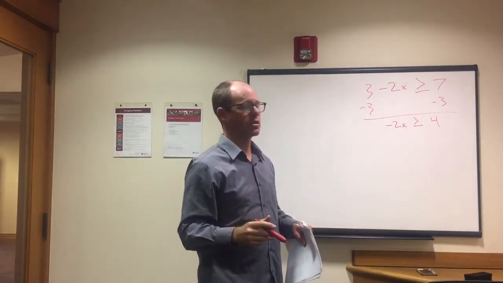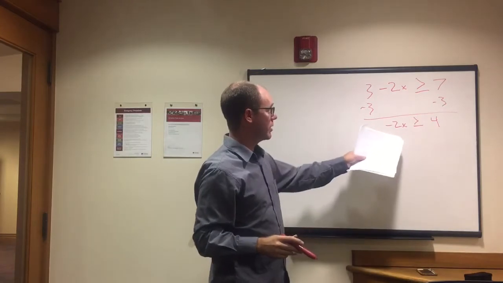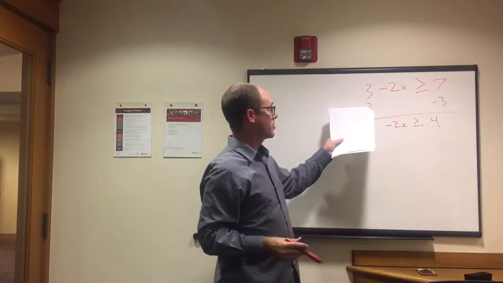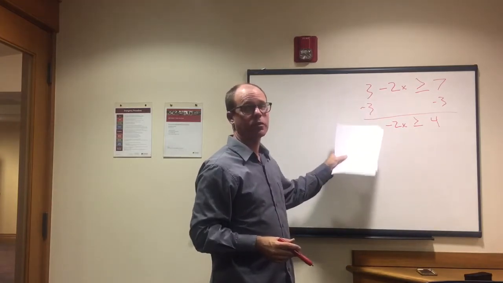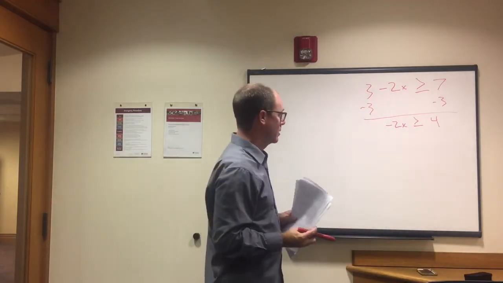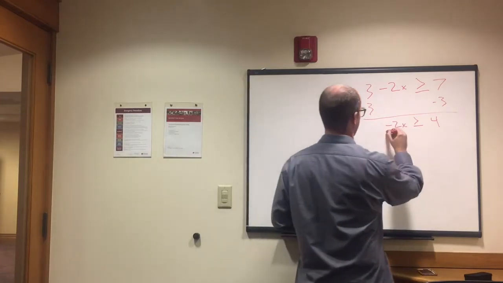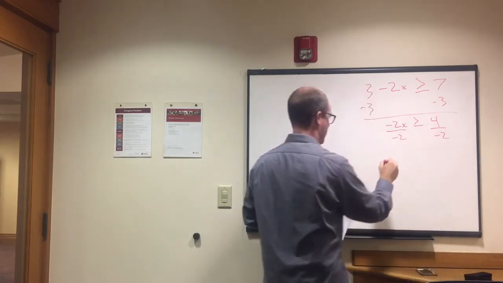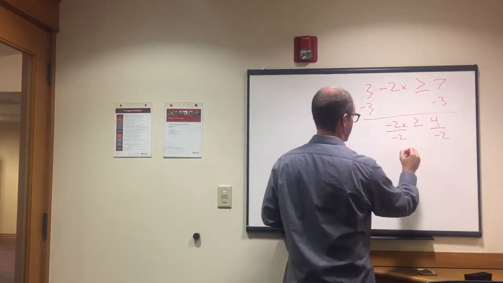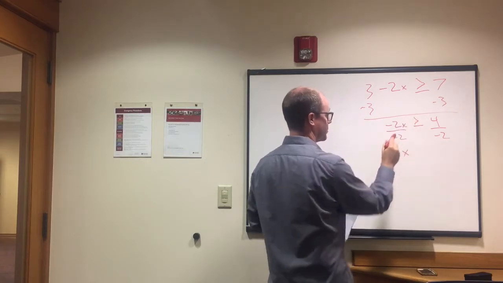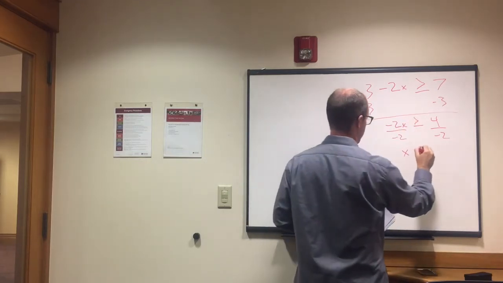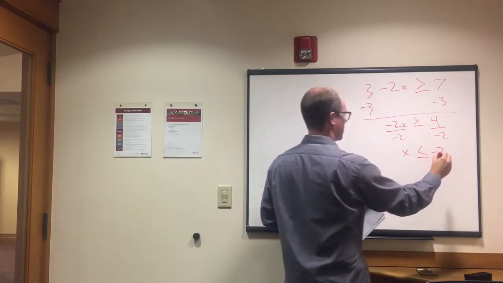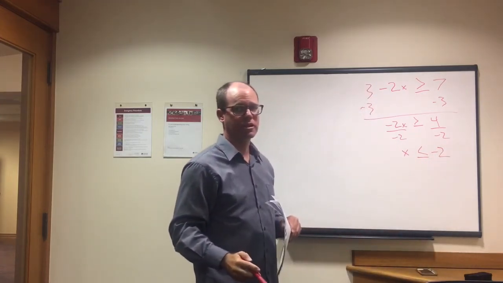7 minus 3 is 4. So now we have negative 2x is greater than or equal to 4. Remember that when we're subtracting, that doesn't mean we flip the sign, that is for multiplying and dividing. Now I'm going to divide by -2 to get x by itself as positive. I divided by a negative, so this means I have to flip this sign. It was greater than or equal to, now it's less than or equal to. 4 divided by -2 is -2.